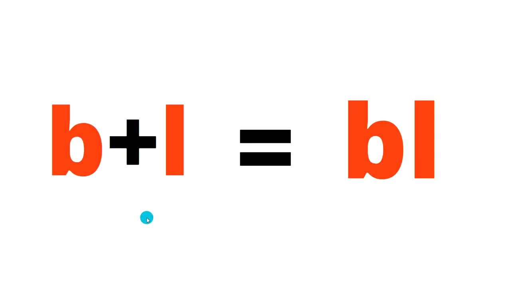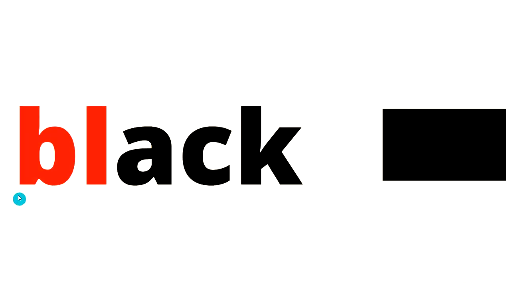B, l. It's bla. We will not say it as b, l. We will say bla, bla. Like here, black. If there are two k, we will only read one time. We will not say k, k. No, it's black.